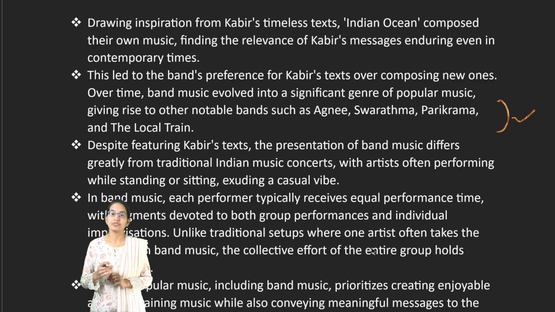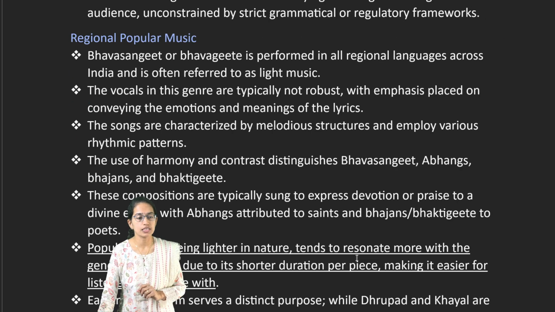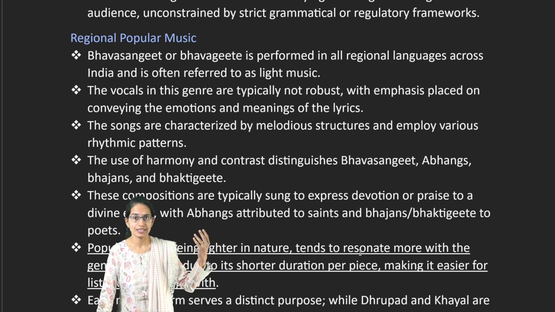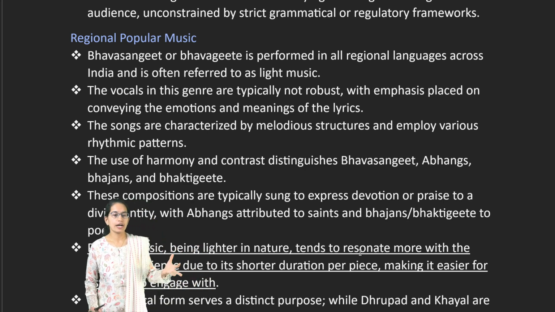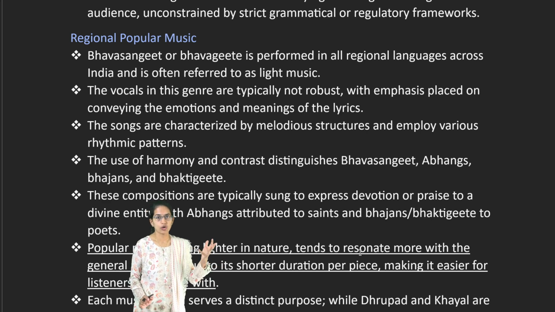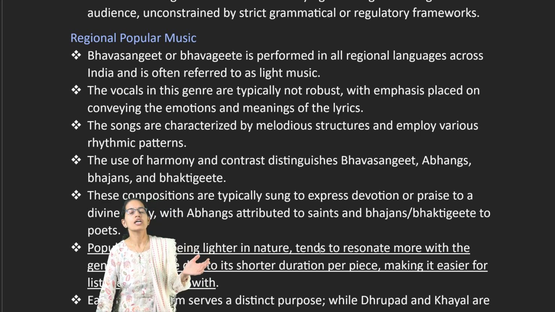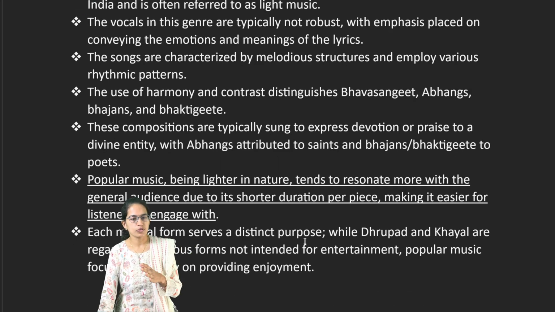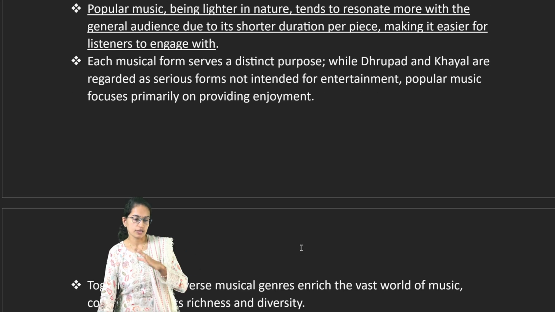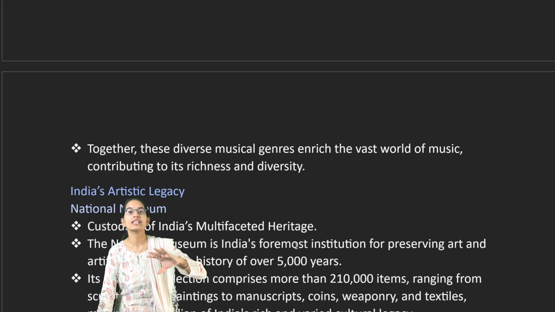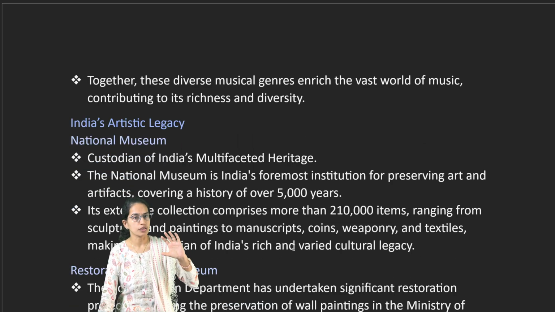Also we have regional popular musics. Now these regional popular musics are usually in the regional languages. Abhang is attributed to bhajans or the saints who are working for those, and therefore Bhakti Sangeet is one of the popular forms of it. The popular music tends to resonate with the people more, especially the regional popular music.